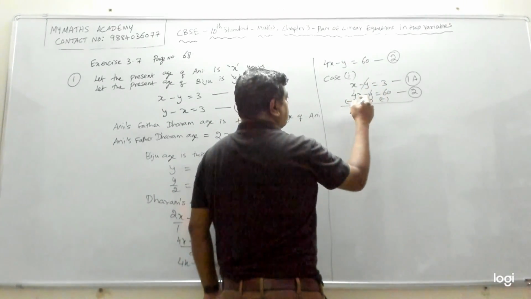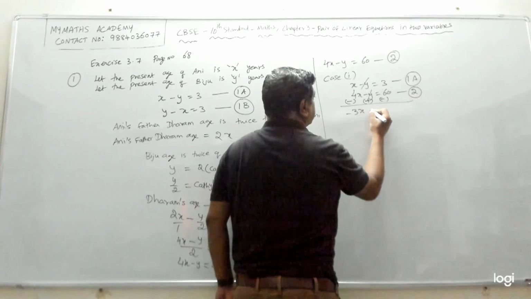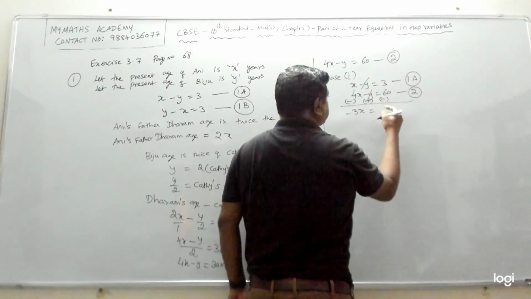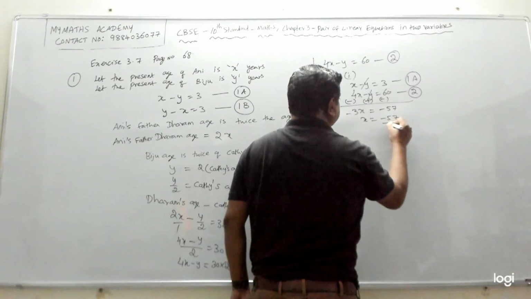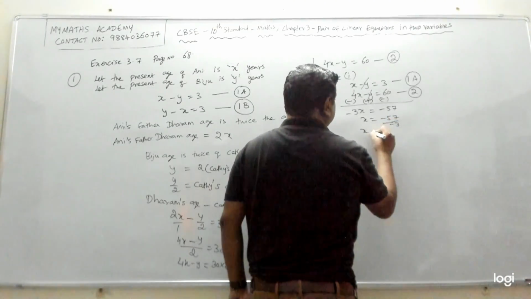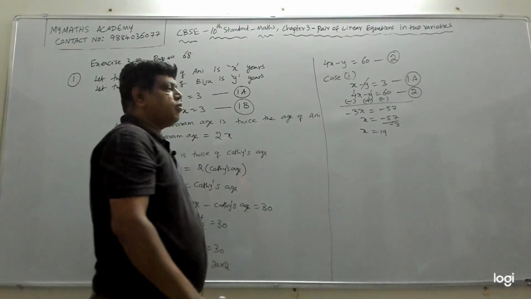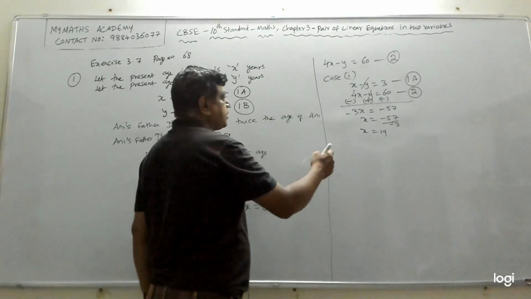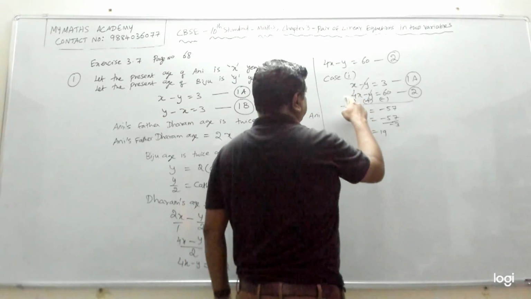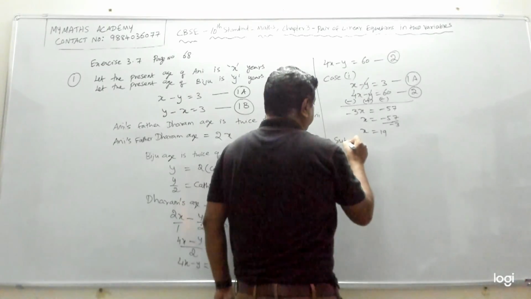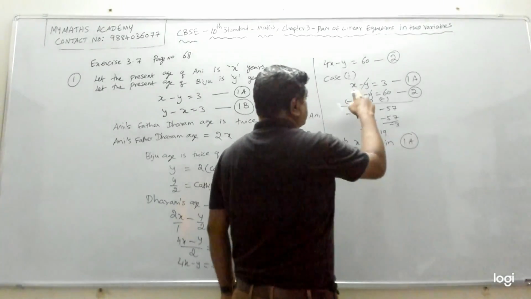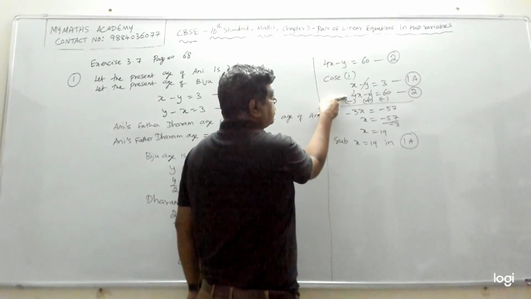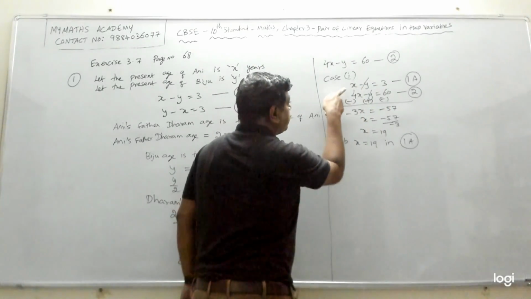Now x minus 4x is minus 3x, equal to 60 minus 3 is 57, so minus 3x equal to minus 57. So x is equal to minus 57 by minus 3, which gives you x is equal to 19. So we have found the value of x. Now let's substitute x is equal to 19 in one of the equations. So we'll substitute x is equal to 19 in 1a, in this equation. This is easier than this. Right? So if I substitute x is equal to 19 in this, what do I get?